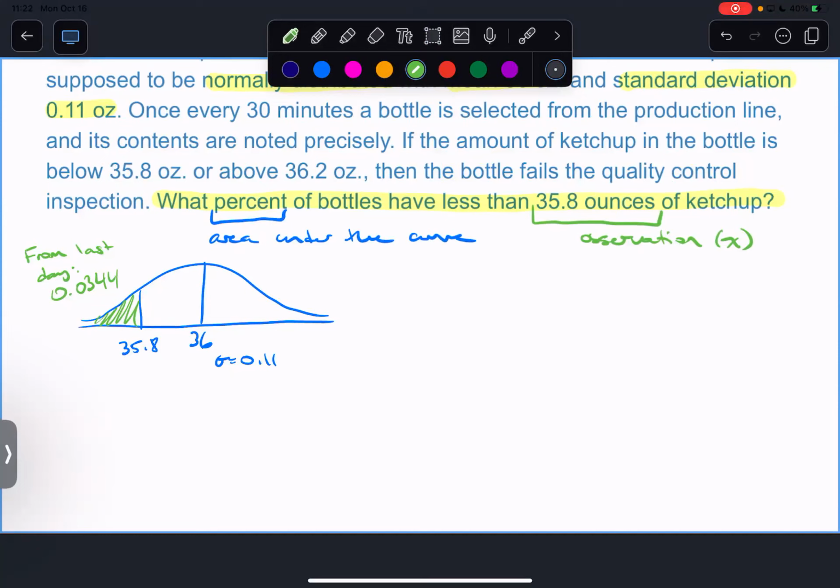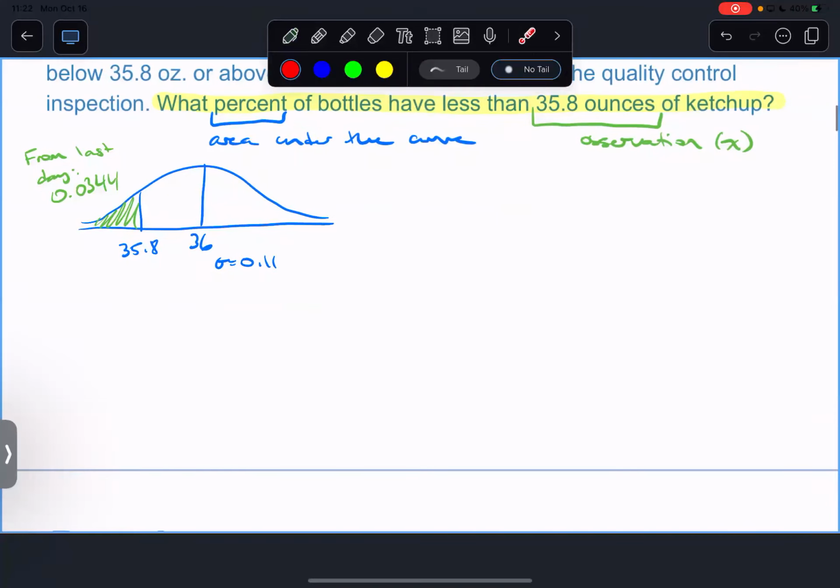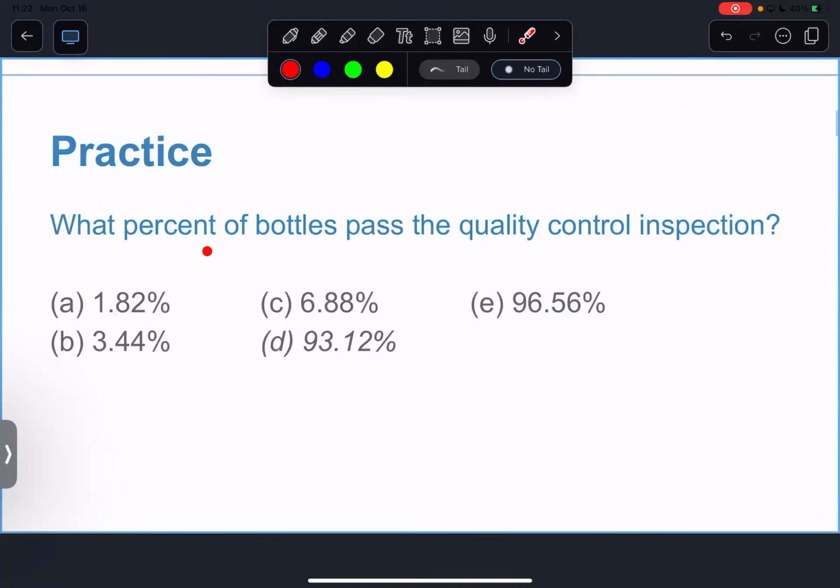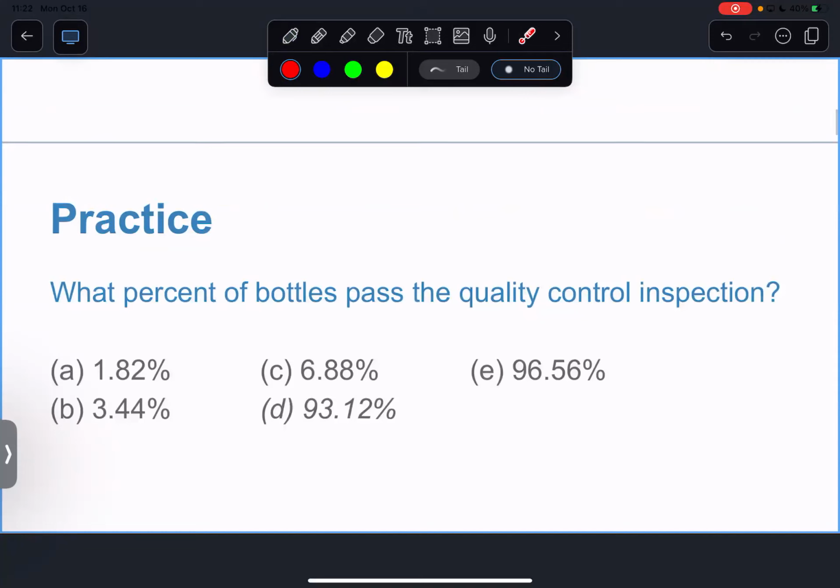So the probability of a bottle weighing less than 35.8 ounces is 0.0344. Okay. Why am I bringing that up? Well, for our next question, what percent of bottles pass the quality control inspection? Okay. So now, usually what we do is we build on a previous part for these because they're quite long.